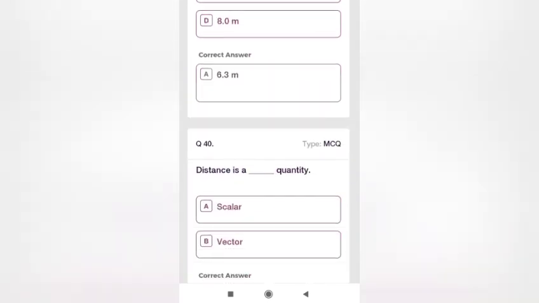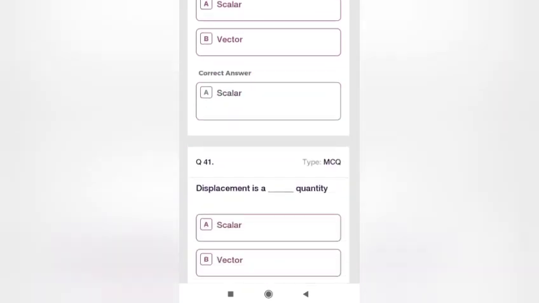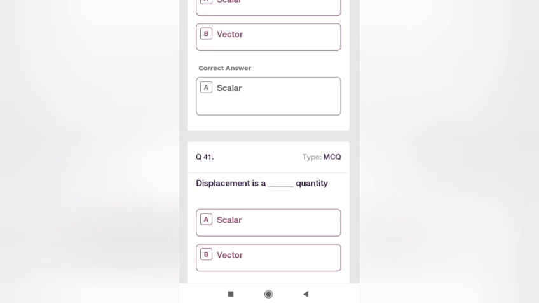Distance is a scalar quantity or vector quantity? It has no direction, only the magnitude, so it's a scalar quantity. Displacement is a scalar quantity or vector quantity? It has both magnitude and direction, so it's a vector quantity.